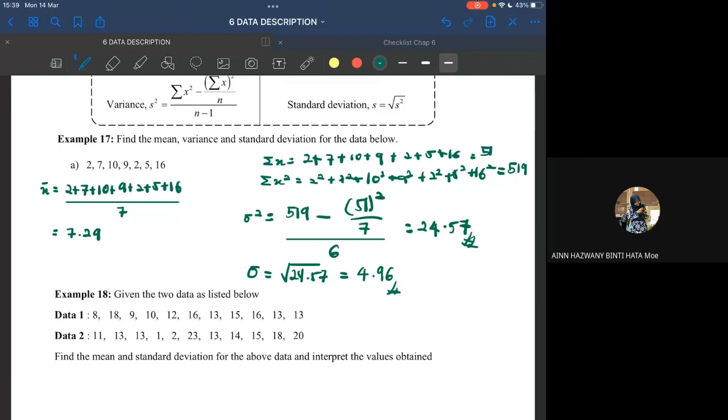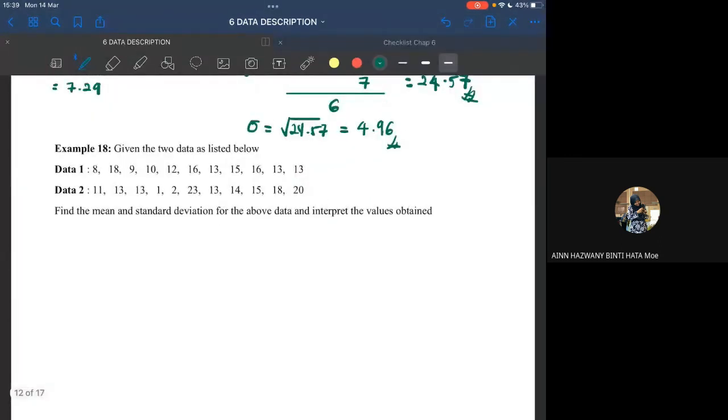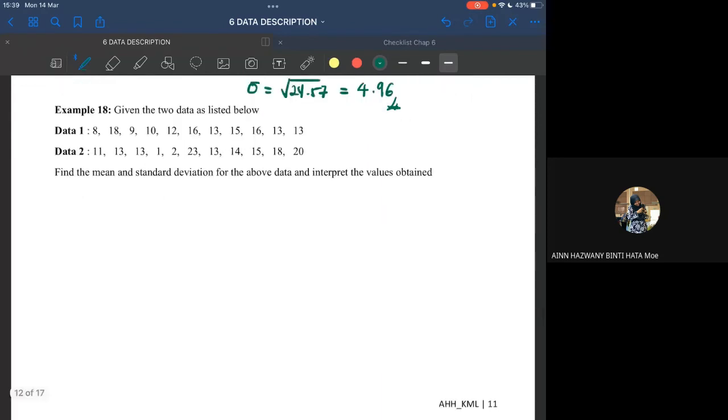So, tengok example 18. So we have two sets of data, data 1, data 2. Find the mean and standard deviation for the above data, data 1 dengan data 2, and interpret the values obtained. So cari data 1, cari data 2. Okay, cuba kamu cari data 1 punya mean dengan standard deviation, data 2 punya standard deviation.